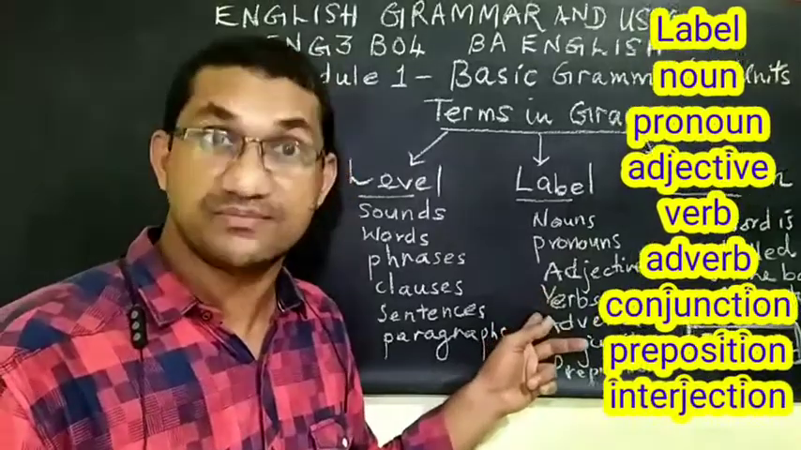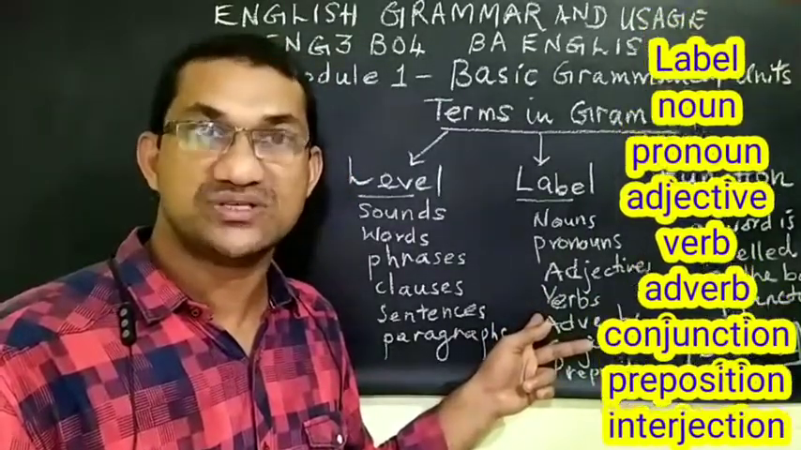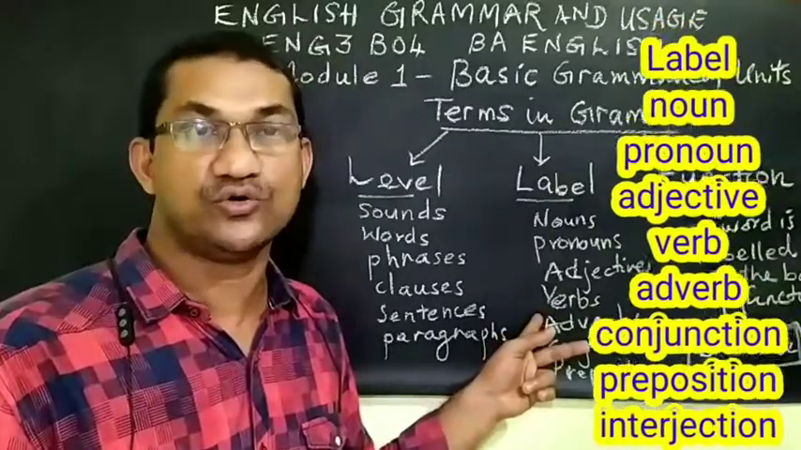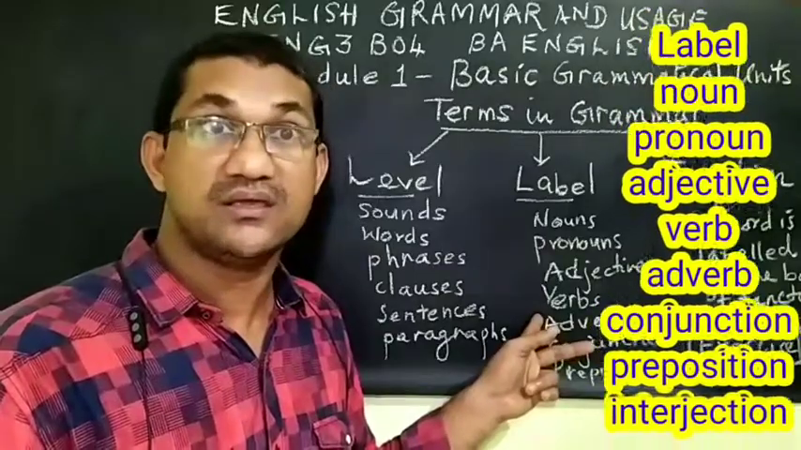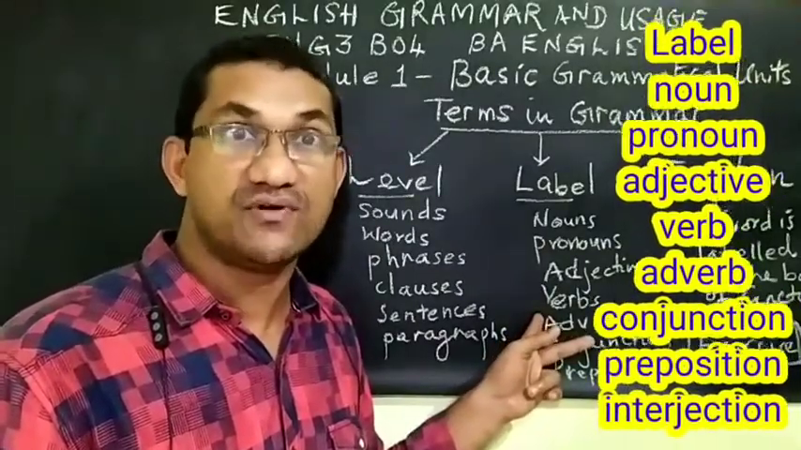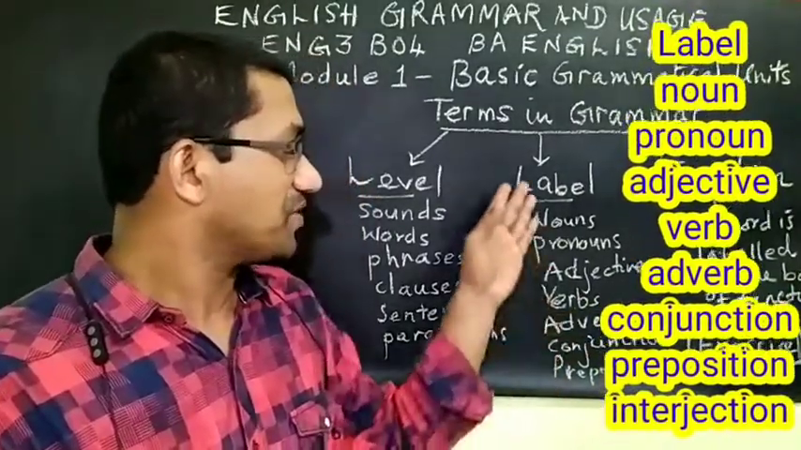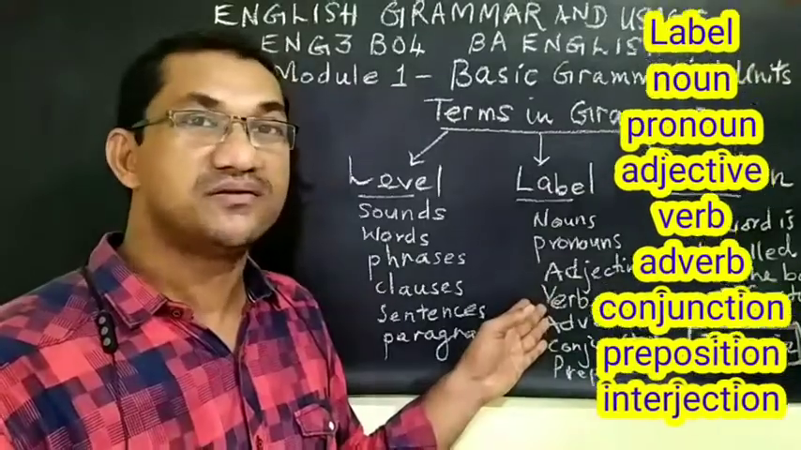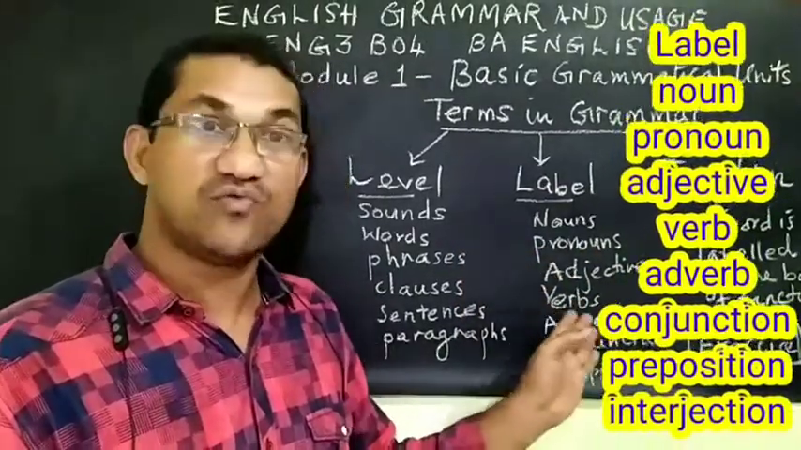And of course, we have verbs. What is a verb? A verb is a word that shows an action or shows a state of being. He kicks the ball. I am fine. Kicks is a verb. Am is a verb. So we have different labels in grammar like nouns, pronouns, adjectives, and verbs.